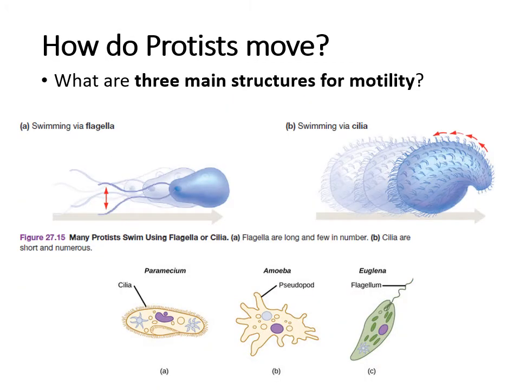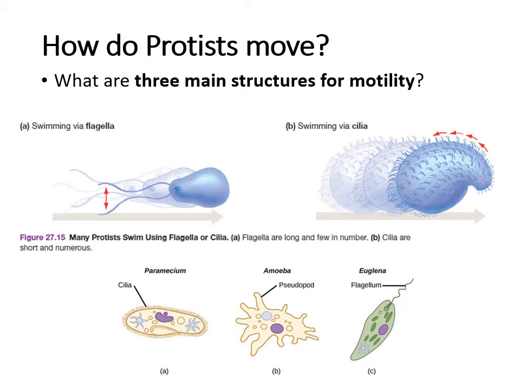Now, another segue into the next topic. In that previous slide, we mentioned cilia and how many cells or organisms use cilia for movement. And that brings us to the idea of how do protist cells move? There are three main motility structures that these organisms can have. You've seen some of these motility structures when you look at or study bacteria also.